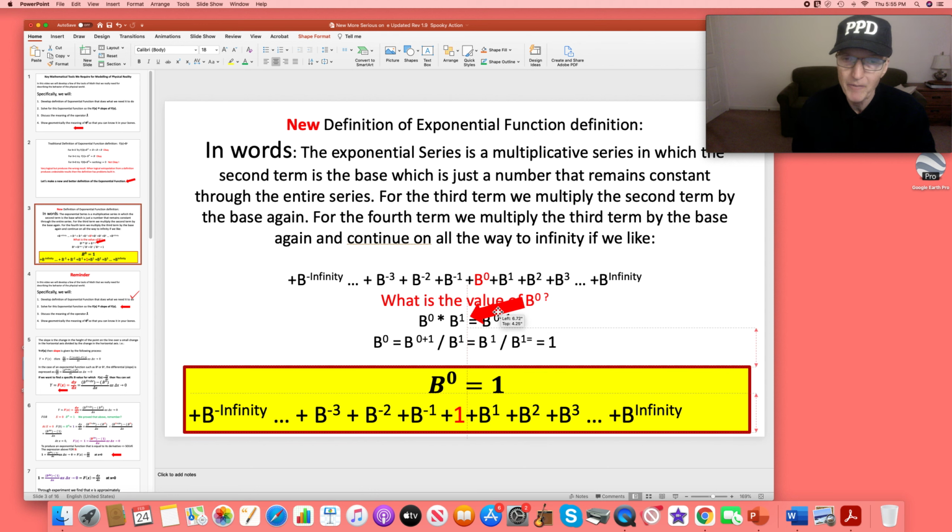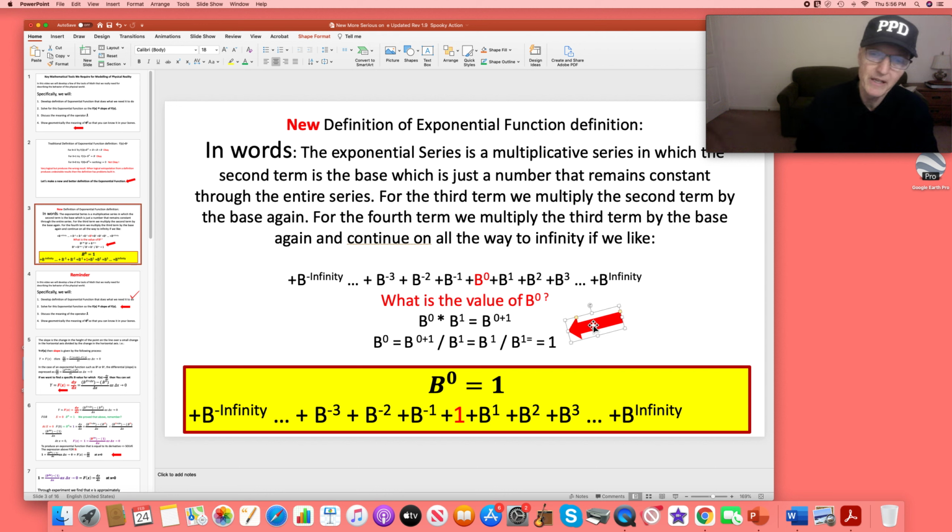And then when I divide both sides by b to the 1, I get b to the 0 on the left, and on the right I get b to the 1 over b to the 1, which equals 1. So I get b to the 0 way over on the left-hand side, and that is equal to 1 on the right-hand side. So right there, I remember I said it's so quick that if you don't blink, you'll miss it. There it is. So simple.